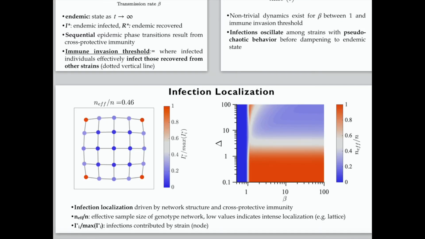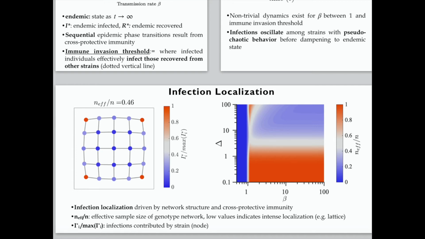In the endemic state, we observe localization of infections. Not all strains contribute equally to the infection count. The network on the left shows the infections at each strain relative to the strain with the most infections. In this case, the corners are best able to escape cross-protective effects.